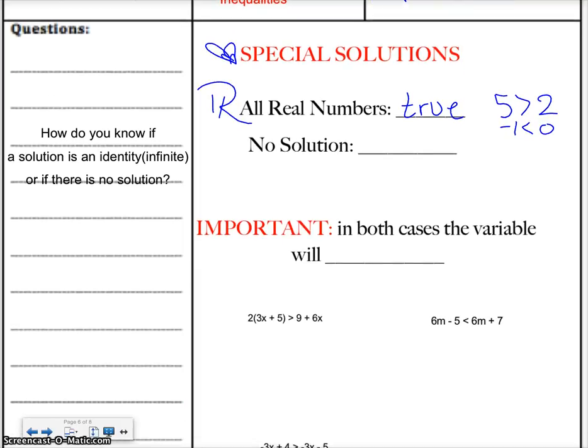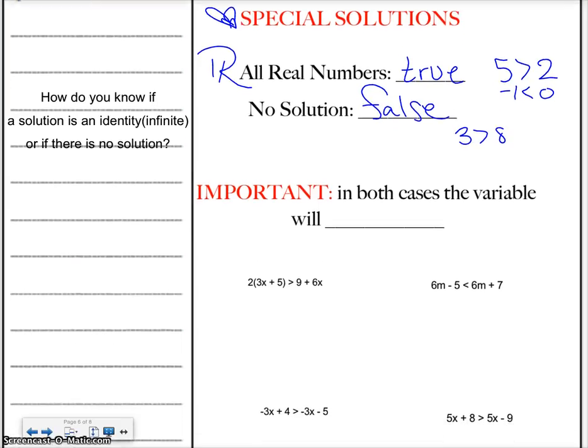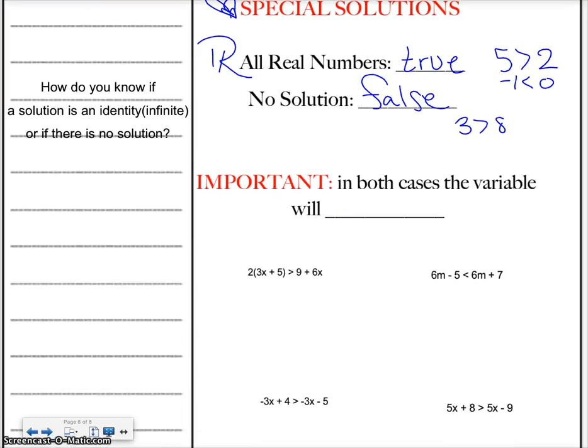And then no solution gives you a false statement. And no solution is equal across the board. Nope, it's a false statement. No solution. And that would be something like 3 is bigger than 8. No, it's not. That's false. False, you say no solution. And the important thing to keep in mind, in both cases, the variable will totally disappear.